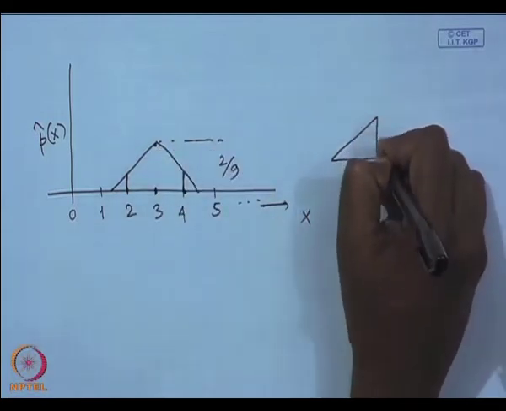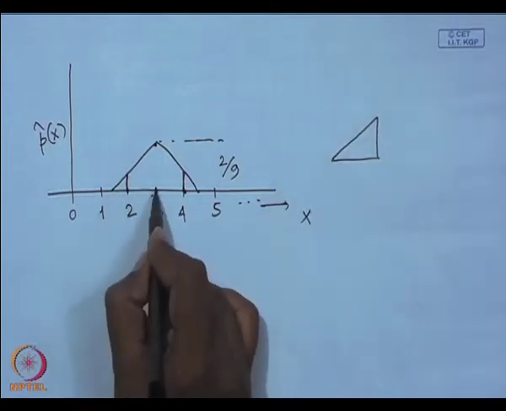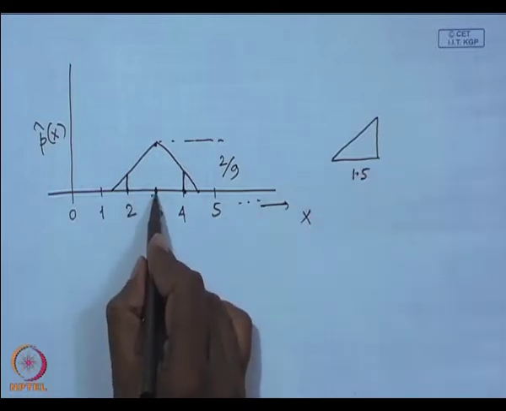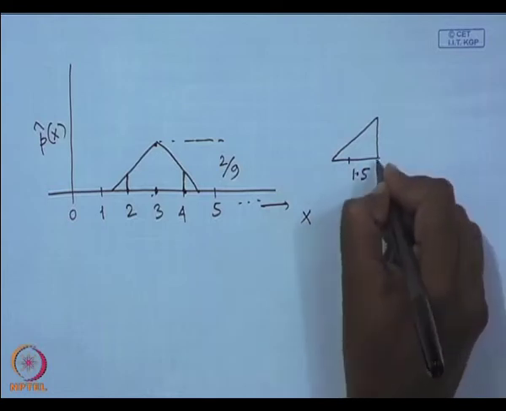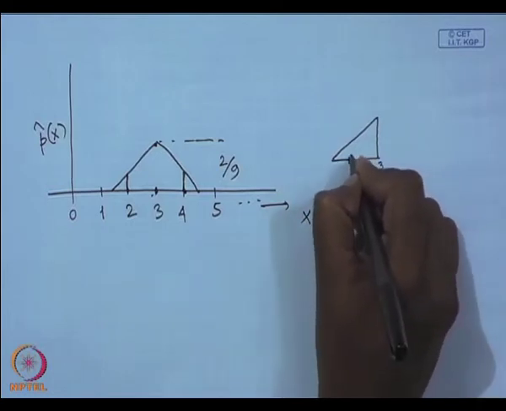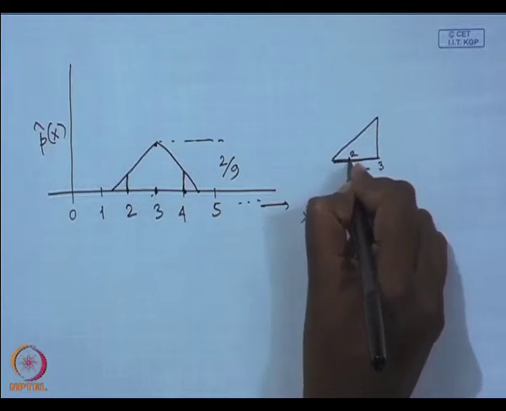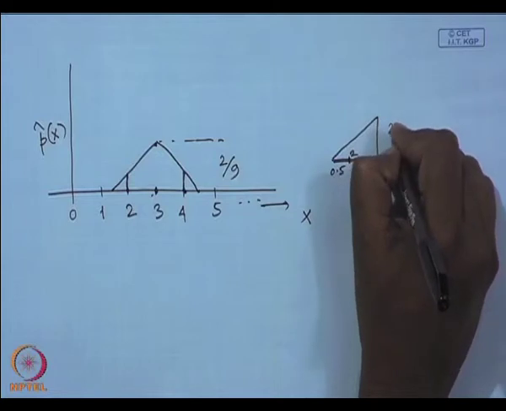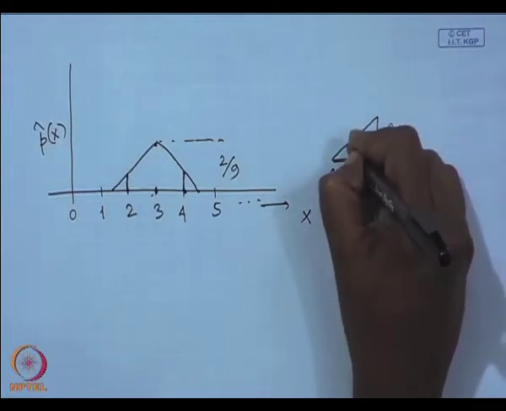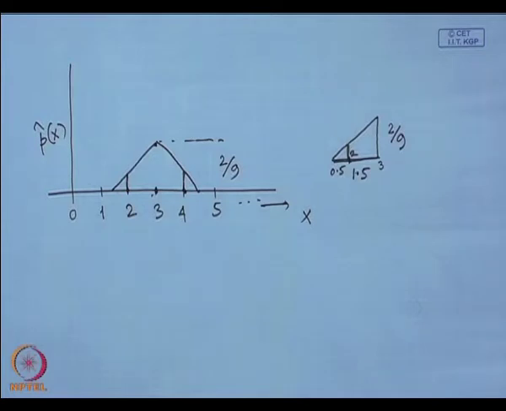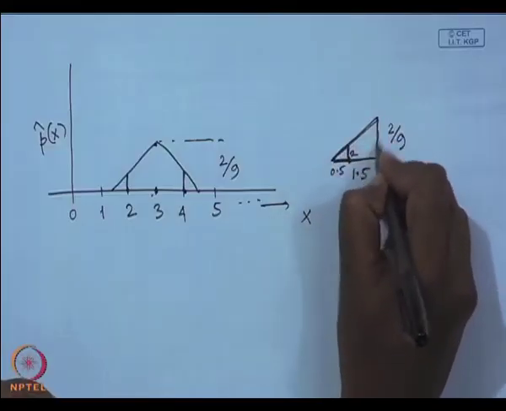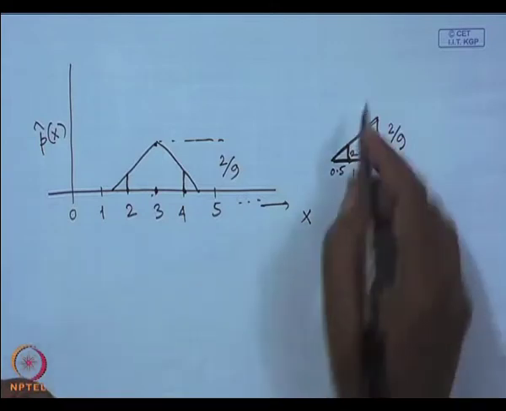symmetrical triangles. I have a triangle, and this is half of the base, so this is 1.5. The distance between 3 and 2 is nothing but 1. So, this is location 3, this is location 2, and this distance is 1. So, this distance is 0.5. This height, as we said, is 2 by 9. So, I have to compute what this height is. Now if you follow the properties of the symmetrical triangle, you find that I get two triangles over here, one triangle is this and one triangle is this, and these triangles are symmetrical.